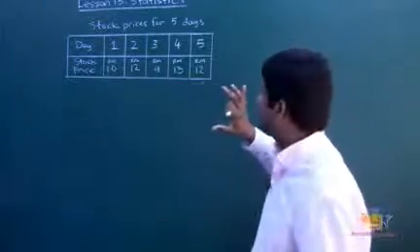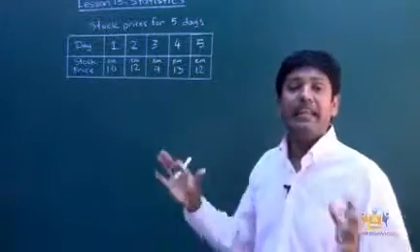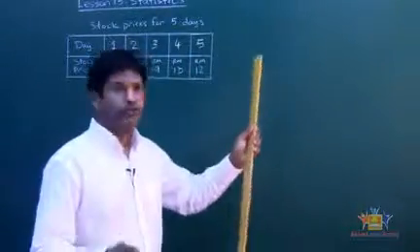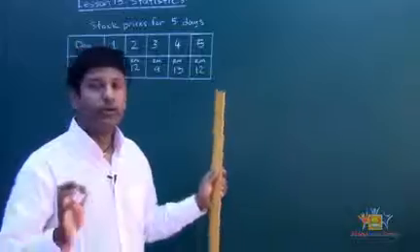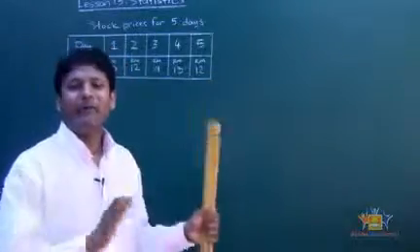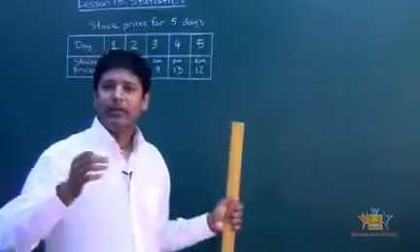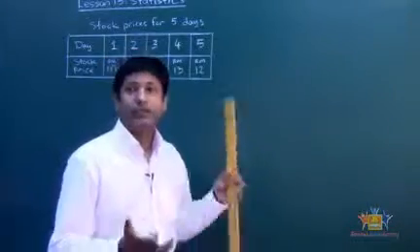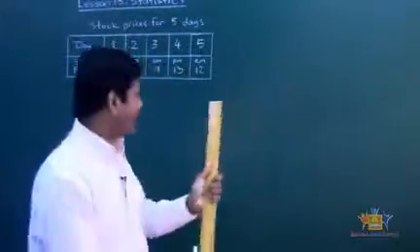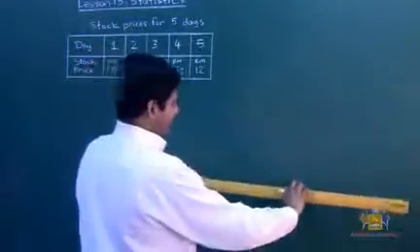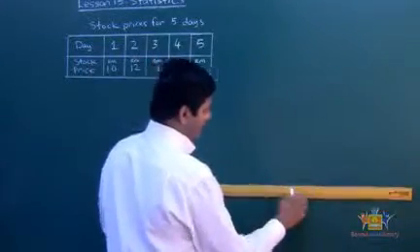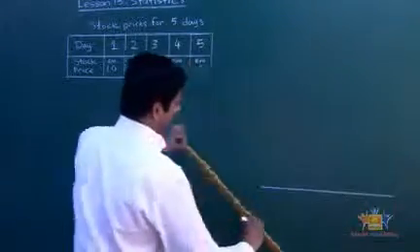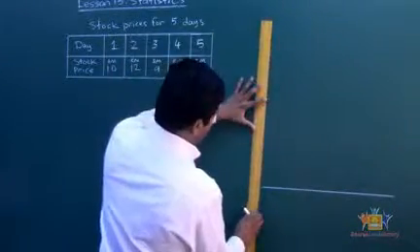All right, so let's express this in the form of a line graph. In order to draw a line graph, again we'll need a straight edge. So first thing, what do we do again? Exactly, we're going to draw a horizontal line, which we're also going to call the x-axis, and then a vertical line, which will be the y-axis.